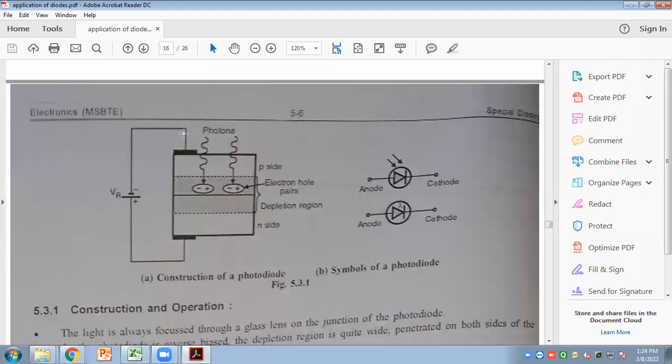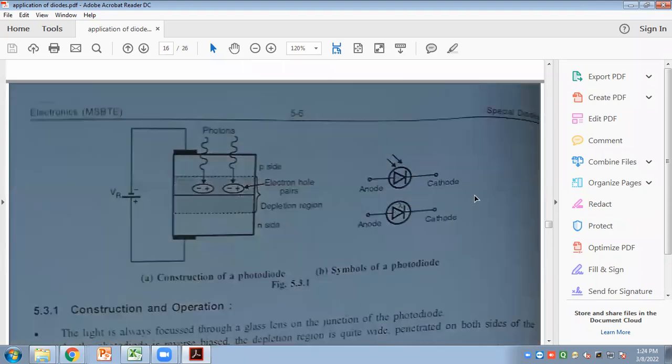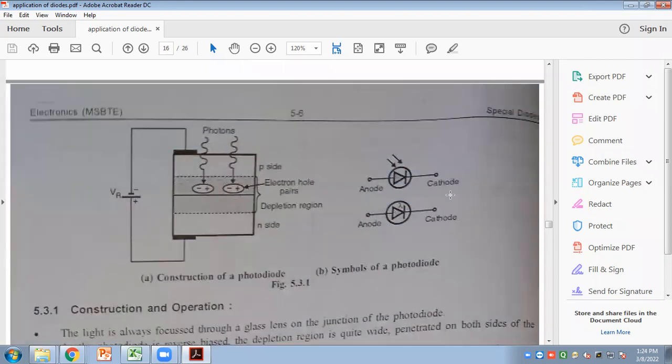So this is the construction and symbol of the photodiode. It is exactly the opposite symbol of the LED. The LED emits light, that's why the arrow is outward. Many students get confused between the symbols of photodiode and light emitting diode. In some exams, 4 symbols are asked for 4 marks: draw the symbol of PN junction diode, Zener diode, photodiode, and light emitting diode. You only have to draw the circuit symbols, with the terminals anode and cathode.